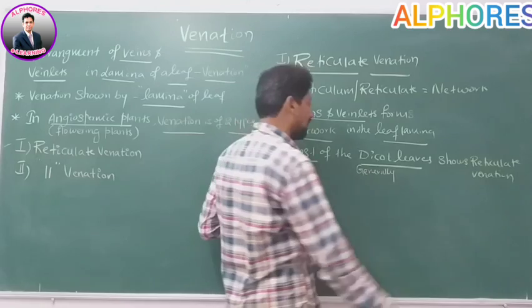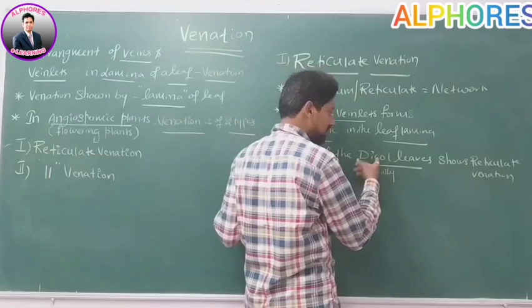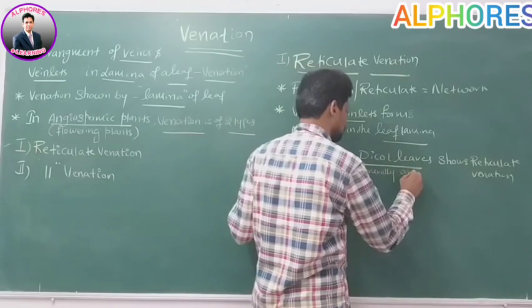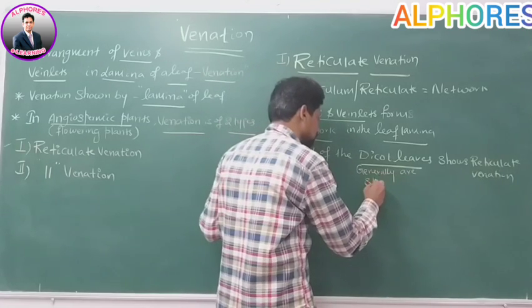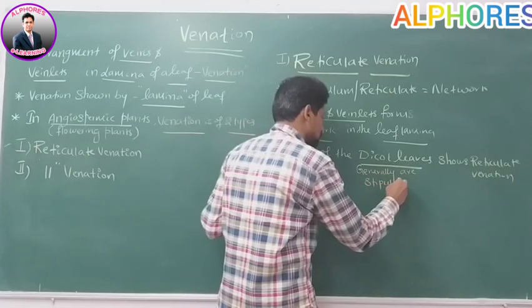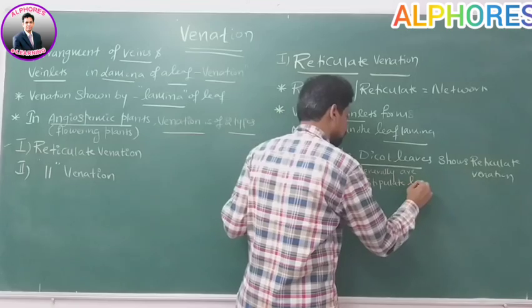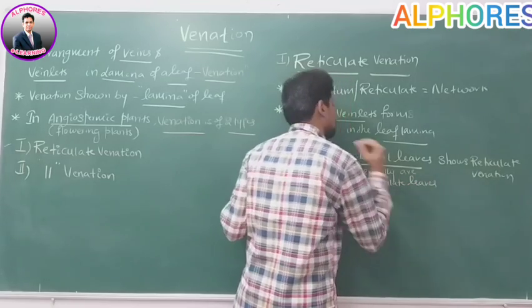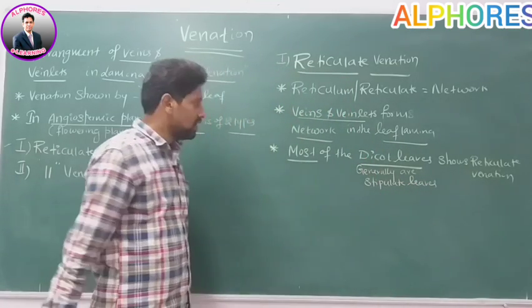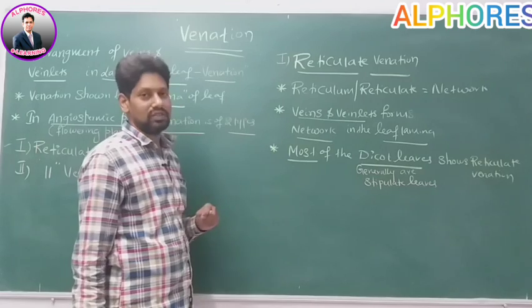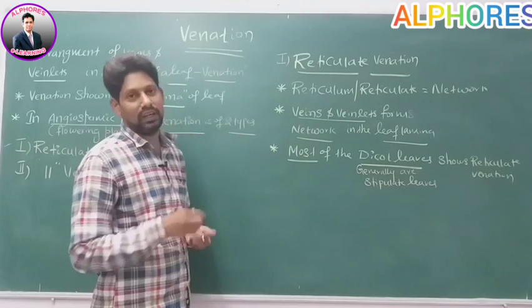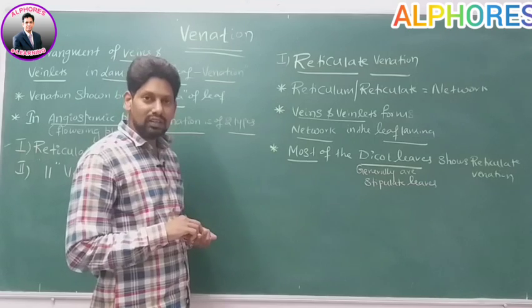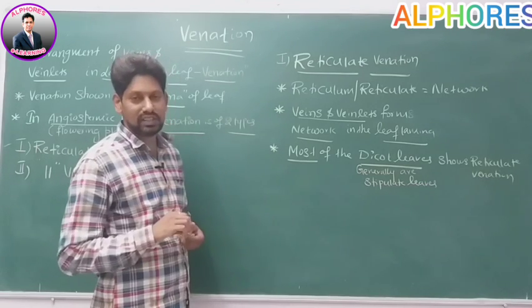Generally dicot leaves are which leaves? Dicot leaves are stipulate leaves. Is this statement okay? Right? Therefore, most of the dicot leaves show reticulate venation. Generally dicot leaves are stipulate leaves. Is it okay? Right? Now I am writing one exceptional case.